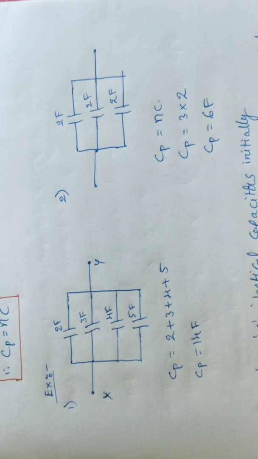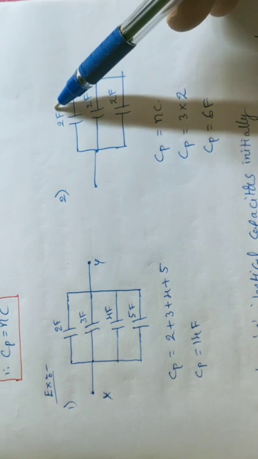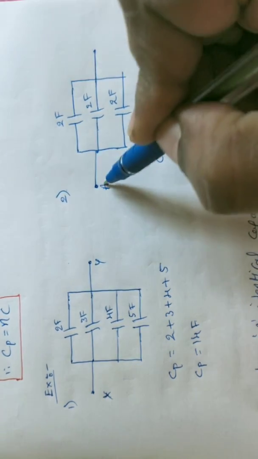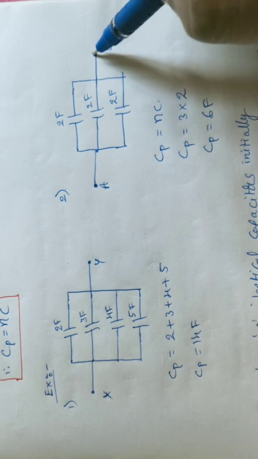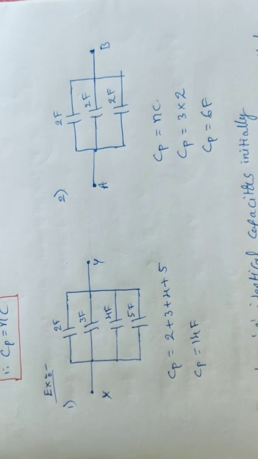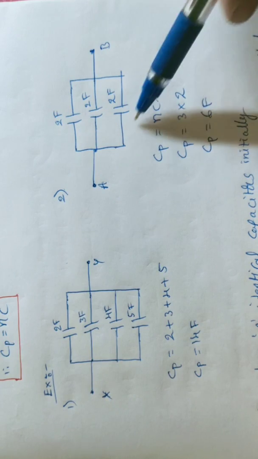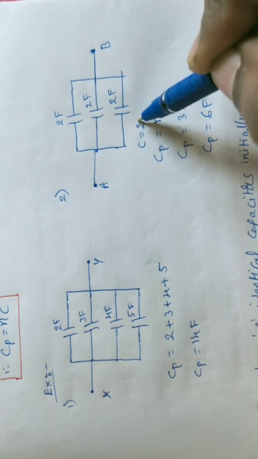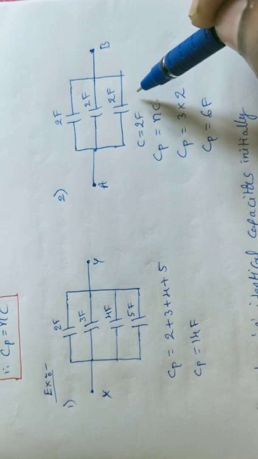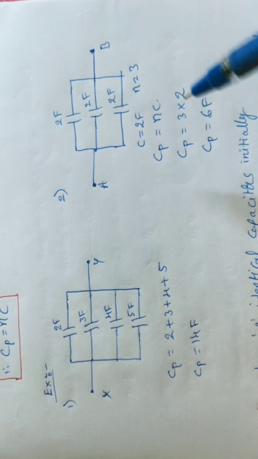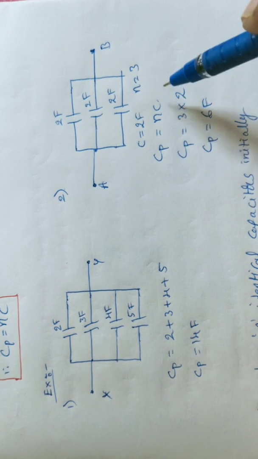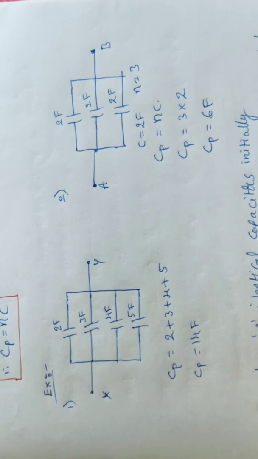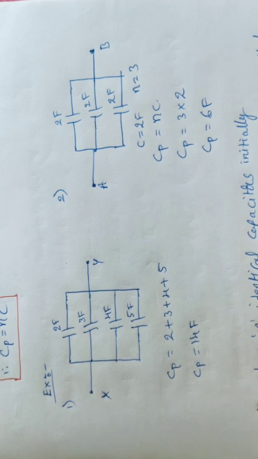In the second example, observe carefully, friends. Here 2 farads is taken, here also 2 farads, and here also 2 farads. Let this be one terminal A and this another terminal B. Between A and B we want to find the effective capacitance. Here all are identical capacitors. So the C value is 2 farads, and how many capacitors are present? 3 capacitors, so n is equal to 3. We have the fundamental relation CP is equal to n into C. So CP is equal to 3 into 2, which gives CP equal to 6 farads.